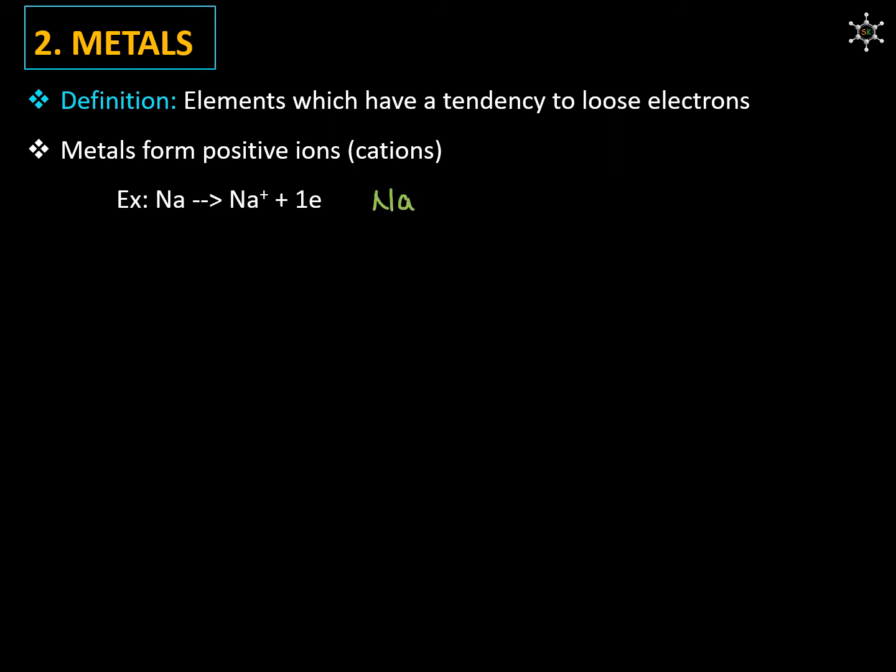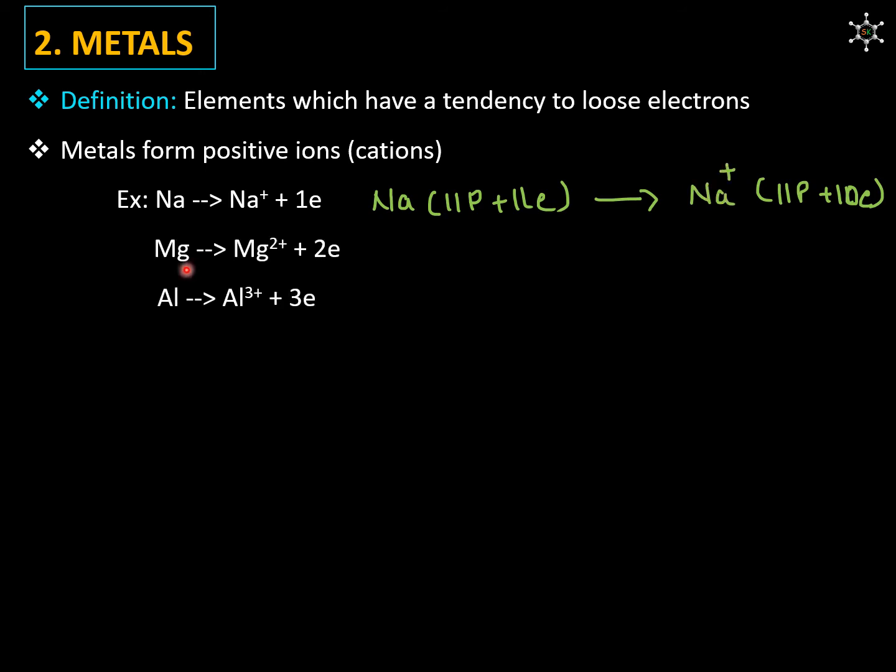Sodium's atomic number is 11, meaning there are 11 protons and 11 electrons in sodium. When sodium loses one electron, it will have 11 protons and 10 electrons. We know that protons contribute to the positive charge and electrons contribute to the negative charge. Since positive charge is in excess compared to the negative charge by 1, we write the resultant state as Na+. In the same manner, magnesium loses 2 electrons to become Mg2+. Aluminium loses 3 electrons to become Al3+.